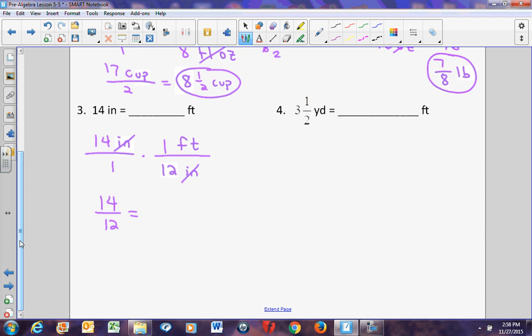Both of those are reducible by 2. 14 divided by 2 is 7. 12 divided by 2 is 6. So this is 1 1/6 feet.